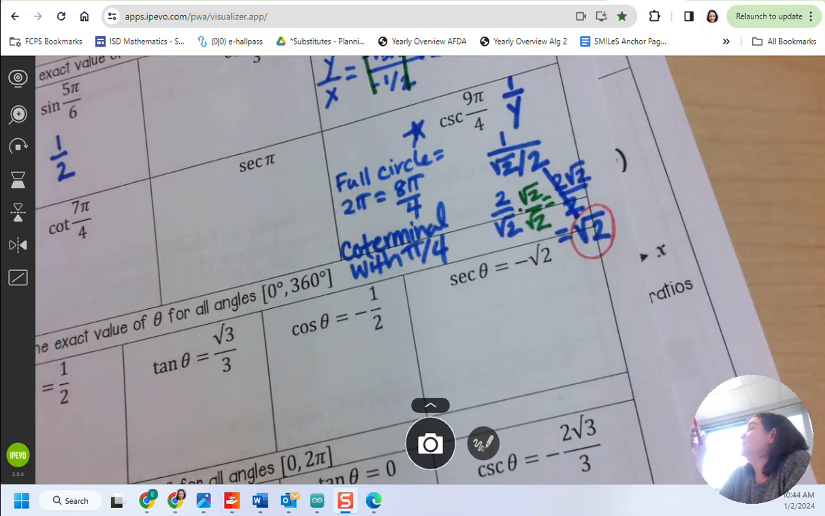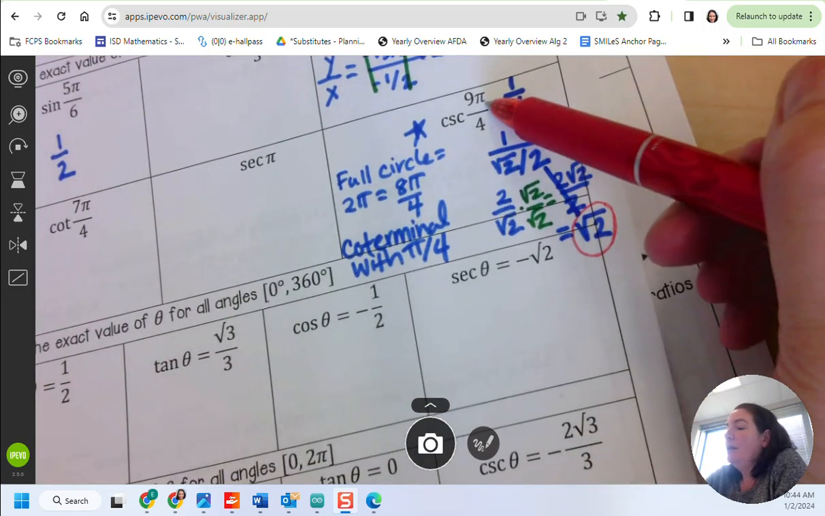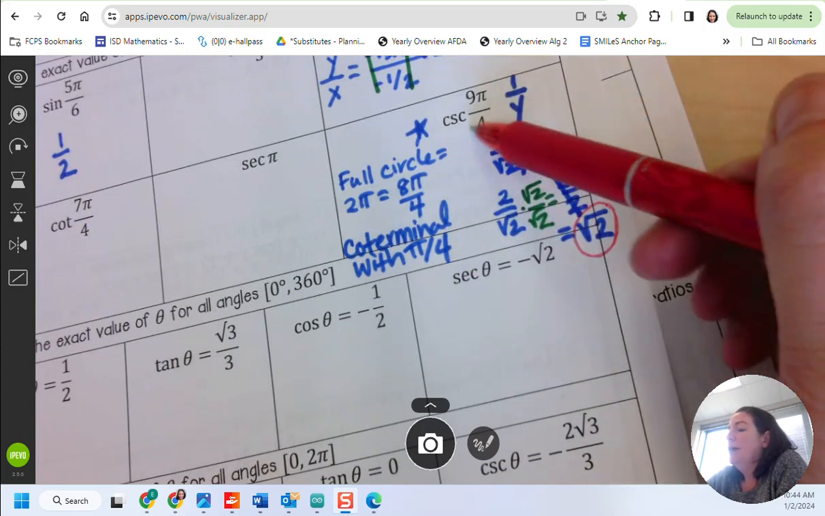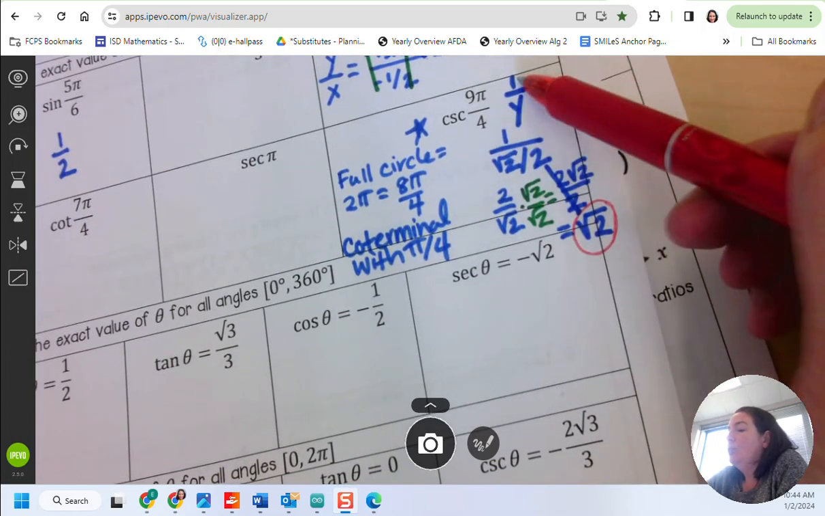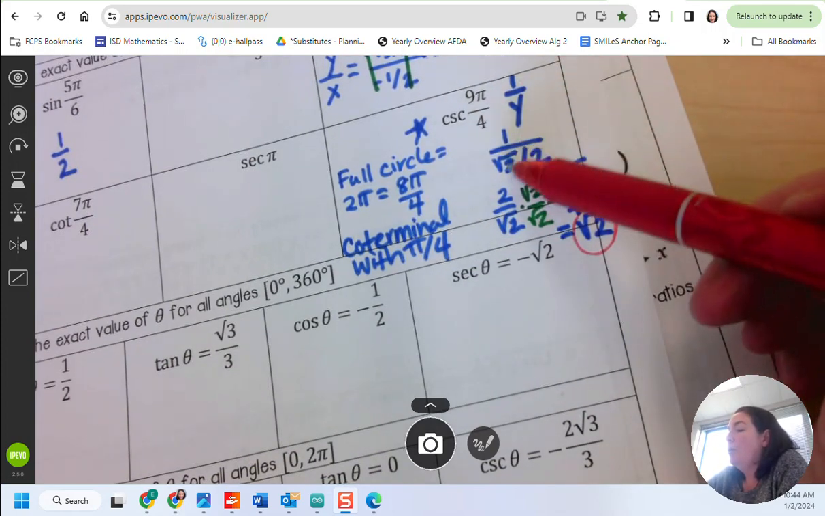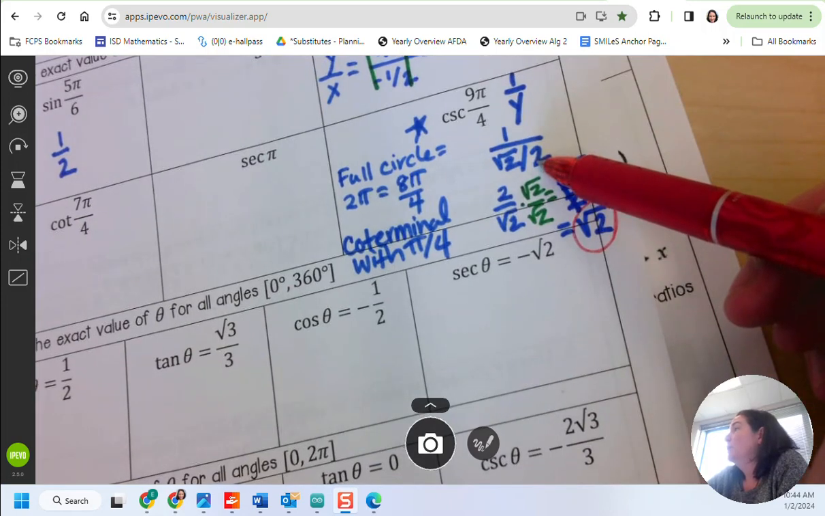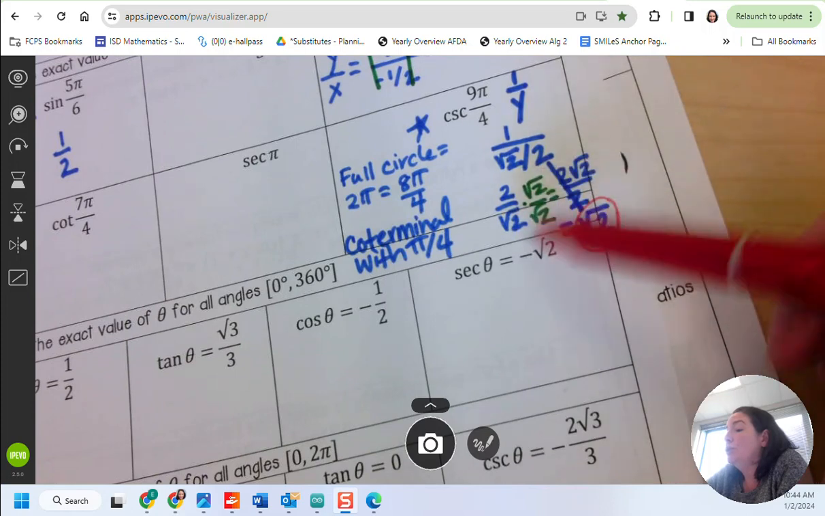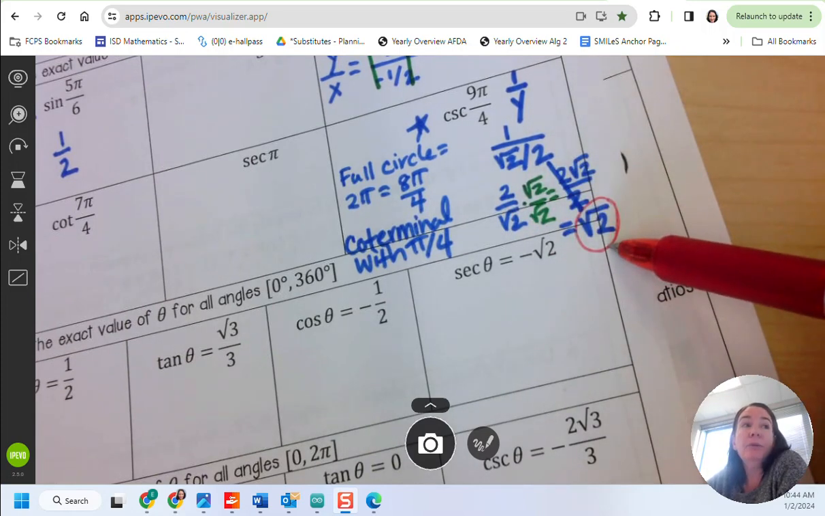The first thing that was hard was that our angle was too big. So we figured out that 9 pi over 4 is coterminal with pi over 4. That was the point we're using. Then we recalled that cosecant is 1 over the y value. So we found the y value is root 2 over 2. And then the last thing that was hard was that we had to simplify 1 over root 2 over 2. So that took some steps, and we ended up with root 2 as our final answer.